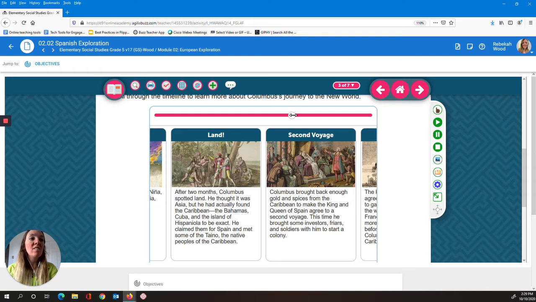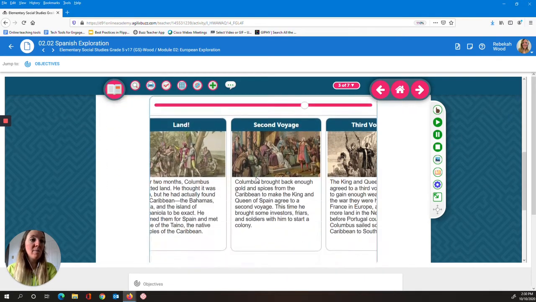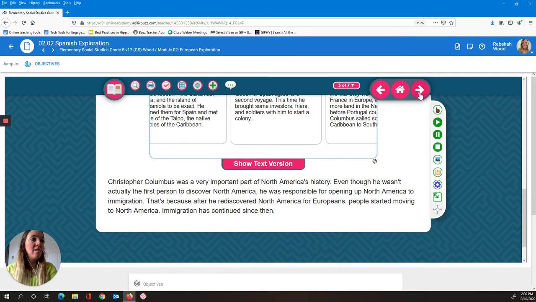For your assignment, you're going to write a newspaper article on Christopher Columbus and one of his voyages. You'll have some fun making up some characters that go with him. That should be fun, and I'll explain that more in a minute.